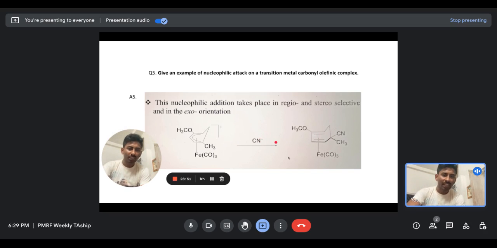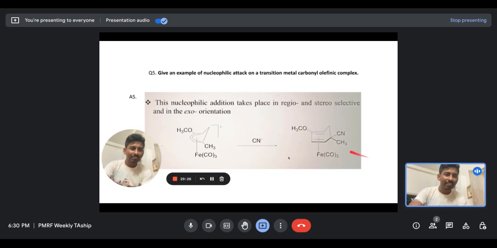The cyanide attacks in the exo orientation, not in the endo orientation, because you can see the lower back of this ring is covered by this tripod Fe(CO)3. So it is a sterically hindered approach if the cyanide approaches in the endo fashion. Rather, in the exo fashion, it experiences no, or a very minute amount of, steric hindrance. You have to remember that in most cases the endo part is sterically more demanding. That's why the nucleophilic addition does not take place preferably there.